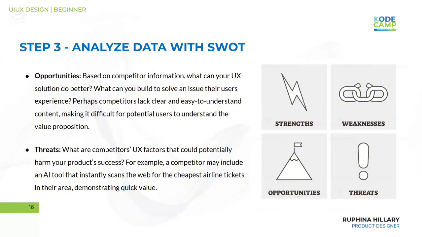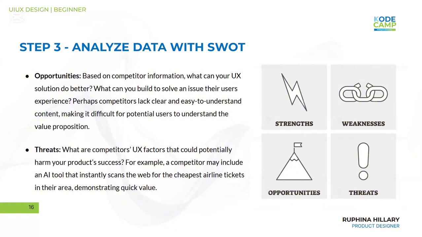So their threats, what are your competitors' UX factors that could potentially harm your process? For example, a competitor may include an AI tool that instantly scans the web for the cheapest airline tickets in that area, demonstrating quick value. So threats now, these threats could be to you or to them. So what is a particular feature that these competitors have that you think would support your own product? And how can you leverage this to make yours better?